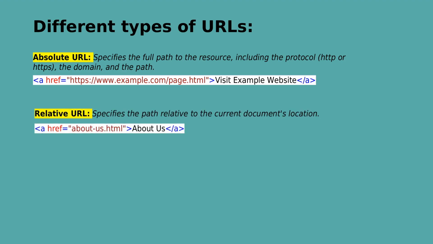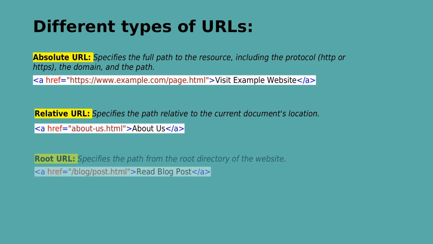This specifies the path to a resource relative to the current document's location. It's useful for internal links within the same website, as it allows the link to remain functional even if the document is moved within the site structure. Root URL. This type of URL specifies the path from the root directory of the website. Starting with a /, it's particularly useful when you want the link to be valid from anywhere within the site, as it always starts from the site's main directory.